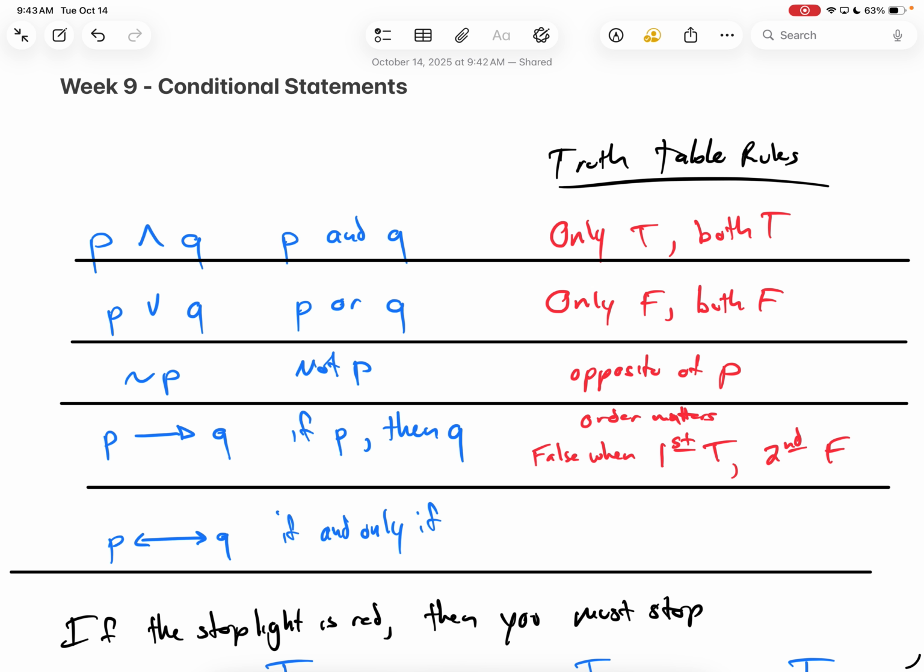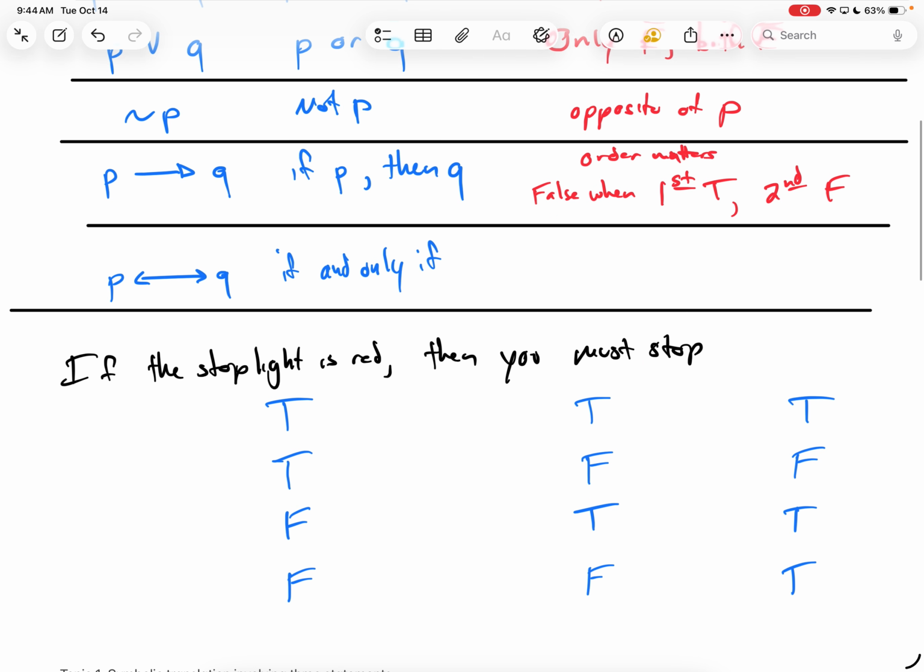The reason being is because you're in a conditional statement, if then, it's a conditional statement. And you're saying if this happens, then this should happen. So if this happens and this doesn't happen, that makes the whole thing false. I have a terrible example of this, but it kind of makes sense a little bit.